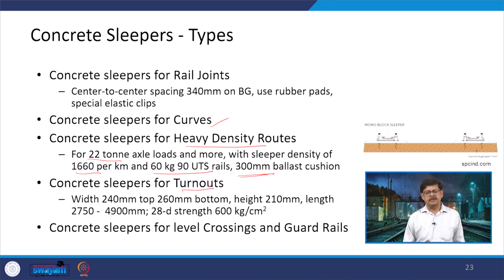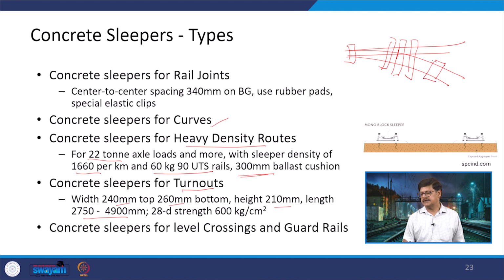If we talk about the turnouts, the width at the top can be 240 mm, at the bottom it is 260 mm, the height is 210, and the length ranges between 2750 and 4900 mm because it is a turnout. At one particular location you will require longer sleepers, but at other points the sleeper is smaller.